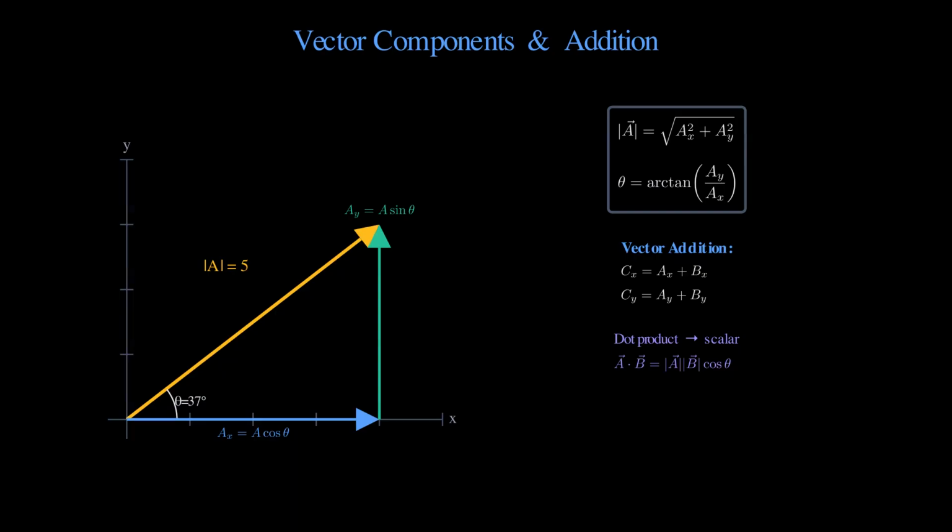We also have the dot product or scalar product. A dot B equals the magnitude of A times the magnitude of B times cosine of the angle between them. This gives us a scalar, and we will use it extensively when we study work in a few weeks. And the cross product, or vector product. The result is a new vector perpendicular to both A and B. This will become important when we study torque and angular momentum later in the course.